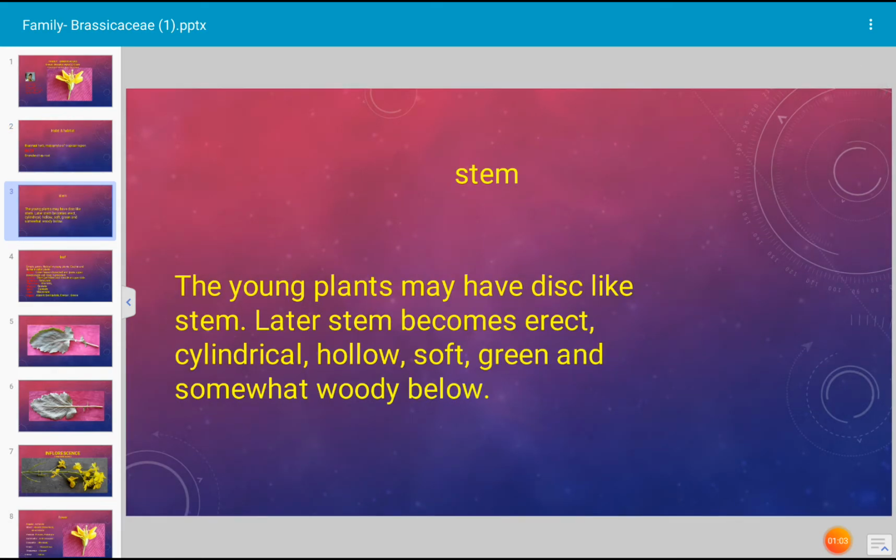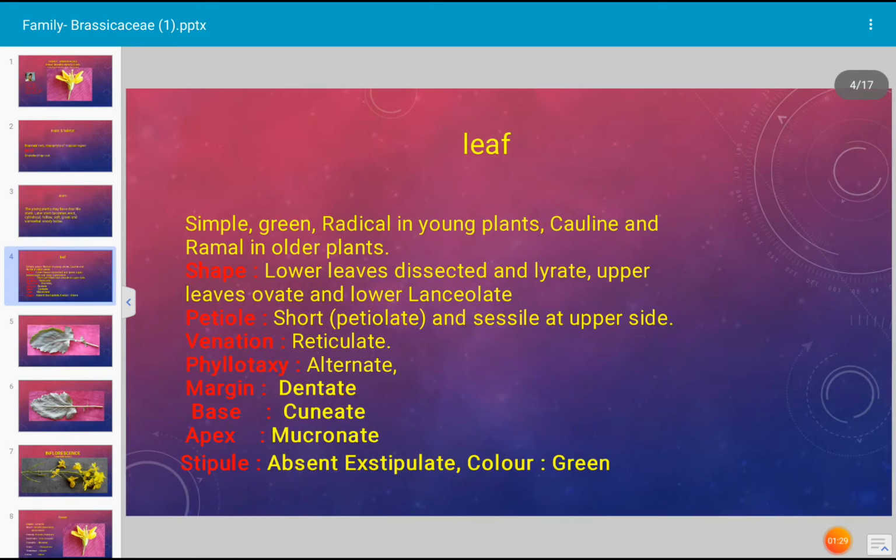Stem of the mustard plant. The young plants may have a disc-like stem. Later the stem becomes erect, cylindrical, hollow, soft, green and somewhat woody below. This is a herbaceous plant, very commonly grown by farmers for its seeds. It is a very common plant. Next, the leaf of the mustard plant.